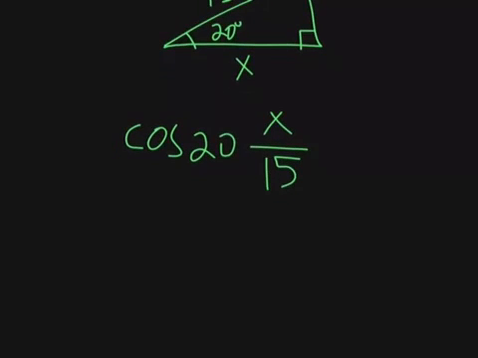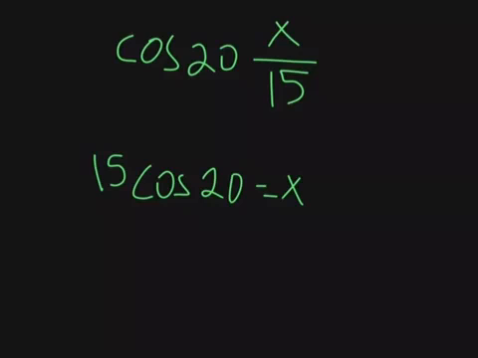Now if we want x by itself, we're going to multiply by 15. So we're left with 15 times cosine of 20 is equal to x. Let's get out a calculator and type in 15 times cosine of 20. That's equal to 14.09, and we'll round that to 14.1. So 15 times cosine of 20 is equal to 14.1.